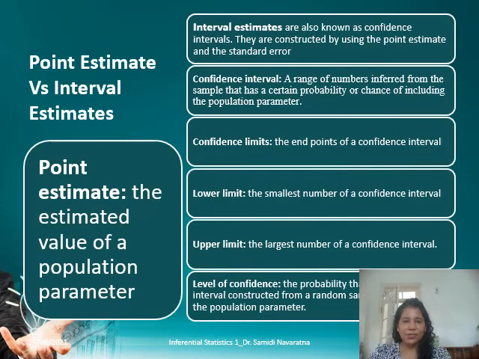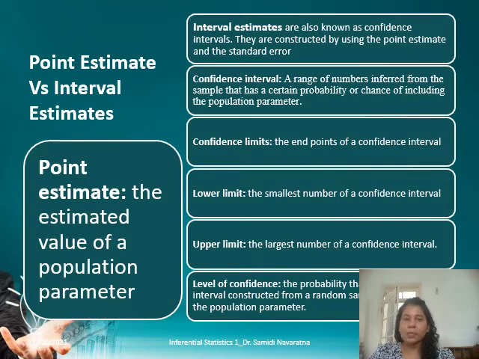So this slide gives you some information about the point estimate and the interval estimate. So what is a point estimate? It is the estimated value of a population parameter. You use samples to calculate the mean, mode, median, standard deviation, whatever. All those are point estimates. Then point estimation is the use of this value of the sample statistic as the estimate of the value of a population parameter.